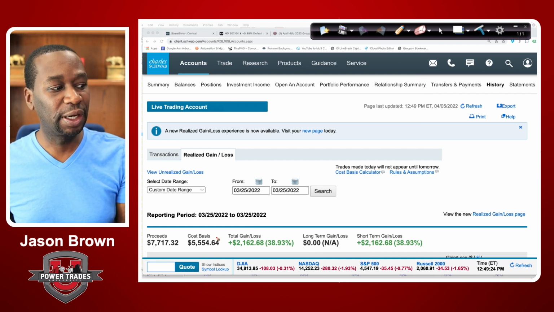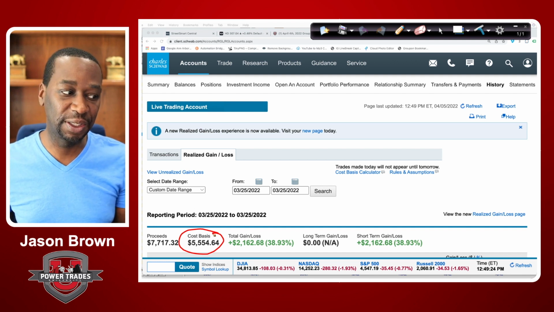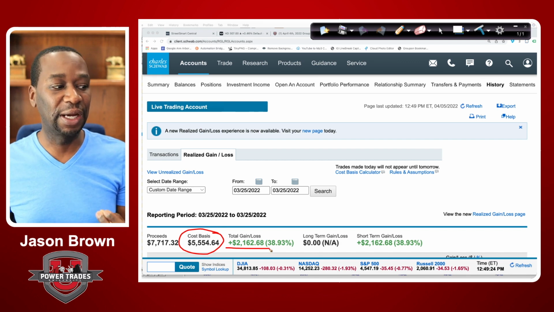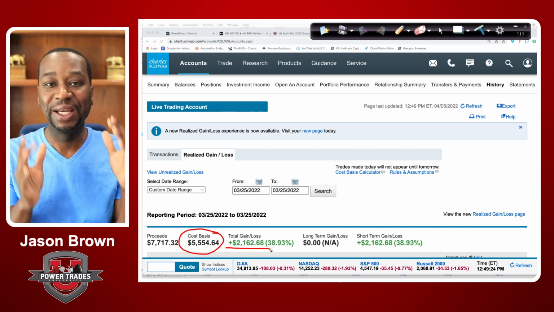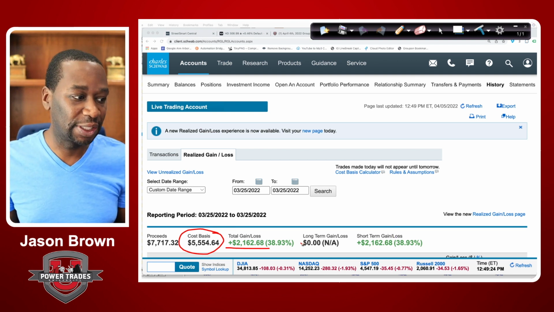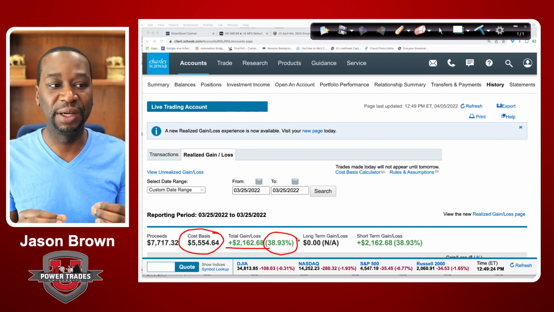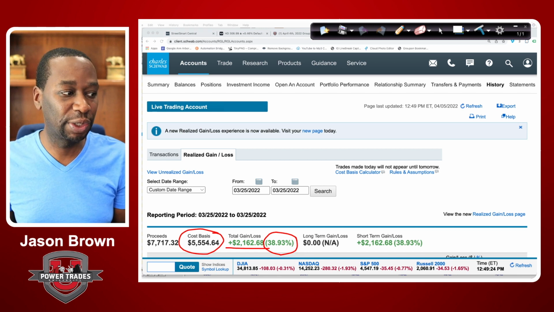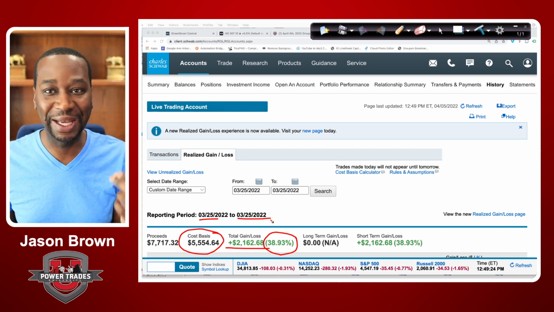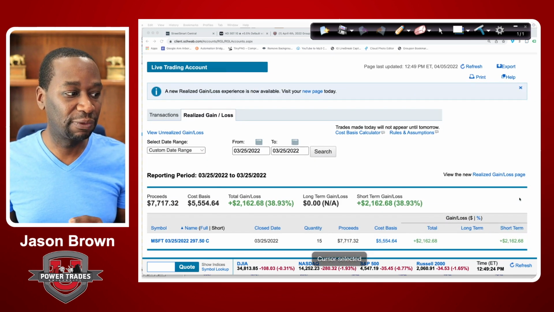So we put up a total of $5,554.64, and we were able to make a total profit of $2,162.68. And you can see they already did the math calculation for us. That turned out to be a 38.93% profit. Okay. And this was a one-day trade, meaning I entered it on March 25th and I exited this trade the exact same day on March 25th, which was a Microsoft call option.